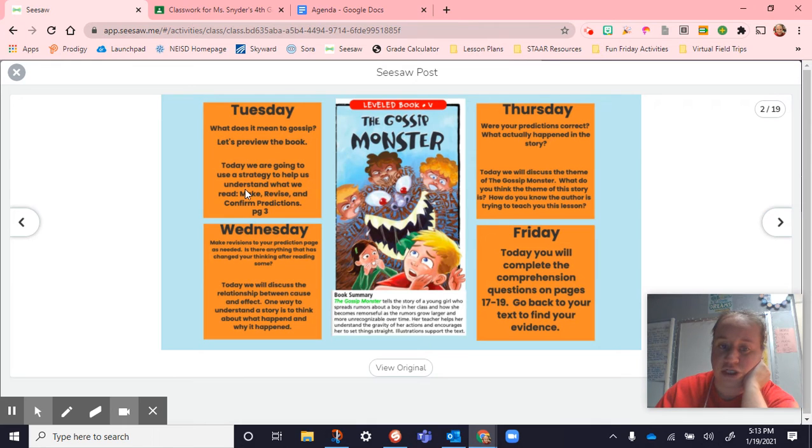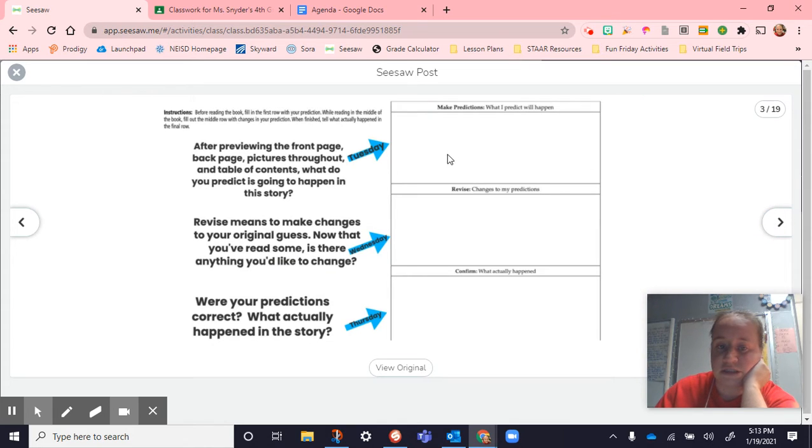And then we're going to use a strategy to help us better understand what we read called Make, Revise, and Confirm. So we made some predictions today. So on page 3, we previewed the front page, the back page, the pictures throughout, and the table of contents, and we made some predictions about what we think is going to happen in the story before we actually started reading it.